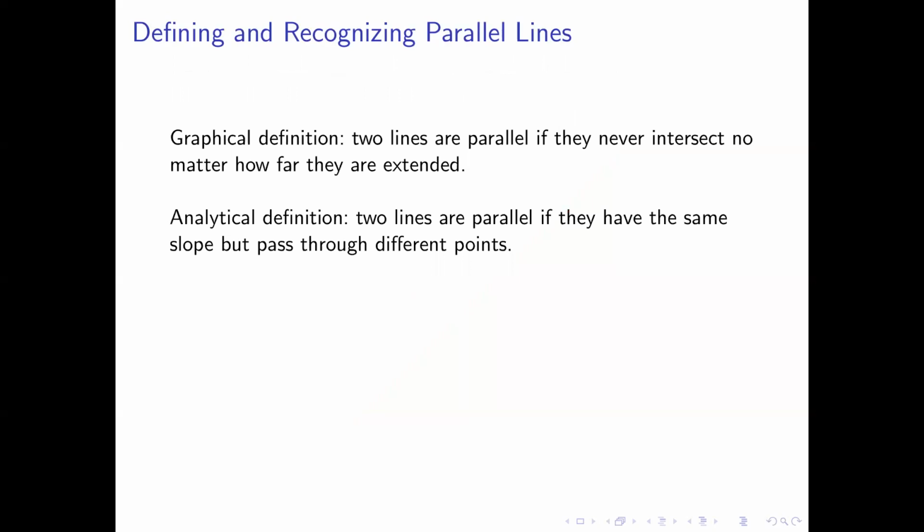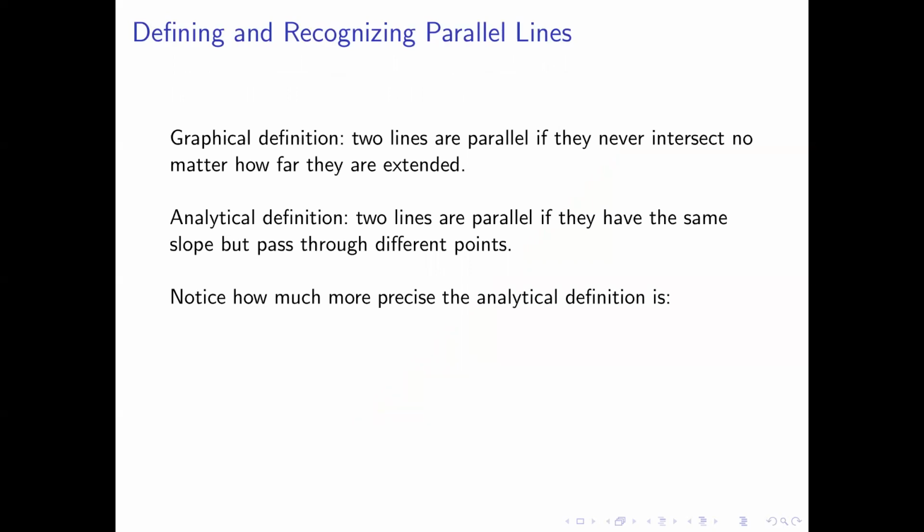Now here's an analytical definition. We won't go through all the steps required to figure out that this works, but it does, and it has the features we want of an analytical definition of something like this. 2 lines are parallel if they have the same slope, but pass through different points.